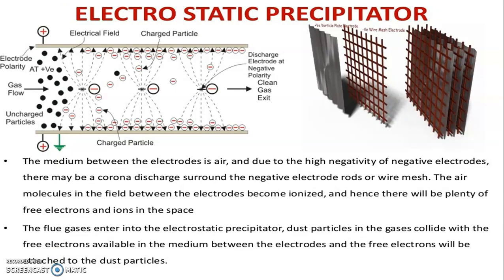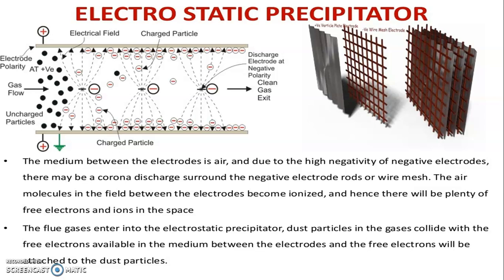Next, electrostatic precipitator. The medium between the electrodes is air, and due to the high negative voltage of the negative electrodes there may be corona discharge surrounding the negative electrode or wire mesh. The air molecules in the field between the electrodes become ionized, and hence there will be plenty of free electrons and ions in the space.